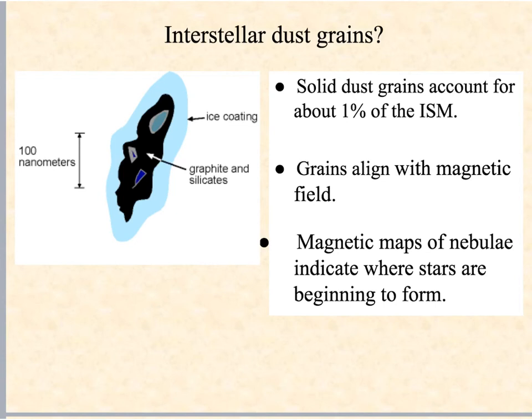Within those molecular clouds we have interstellar dust grains, which are the building blocks of stars, which then are the building blocks of planets. These dust grains account for only about 1% of the ISM, and they align with the magnetic field of it. So we can track these magnetic maps of nebulae, and we can then tell where the stars are beginning to form. We can detect these star-forming regions.